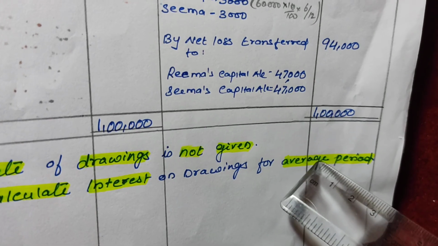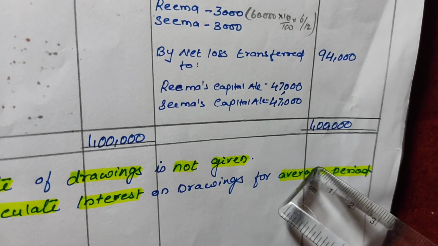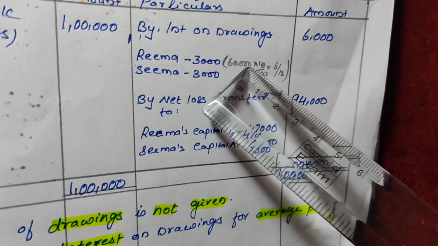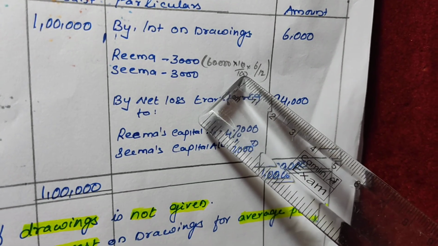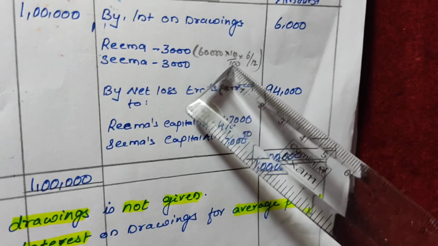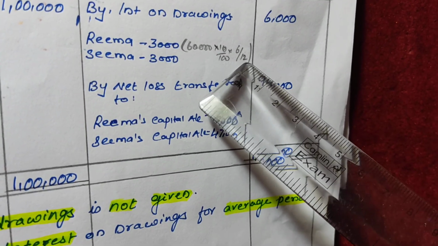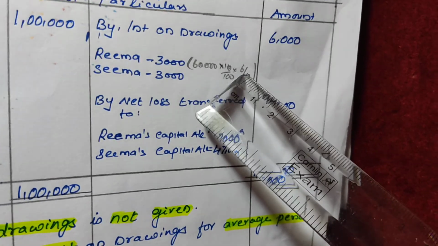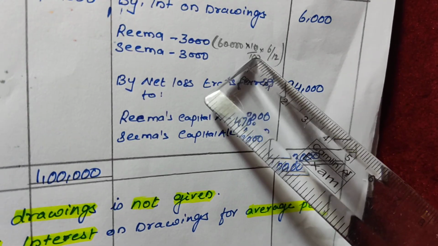And how will we calculate the interest on drawings for average period? The formula is amount of drawings into rate upon 100 into 6 upon 12. After multiplying by the rate, we have to multiply by 6 upon 12. In this way, we have to calculate the interest on drawings for average period.